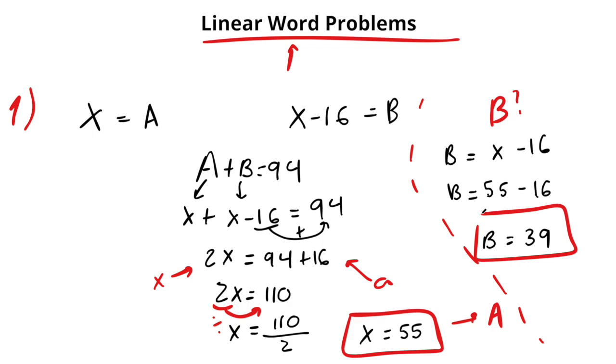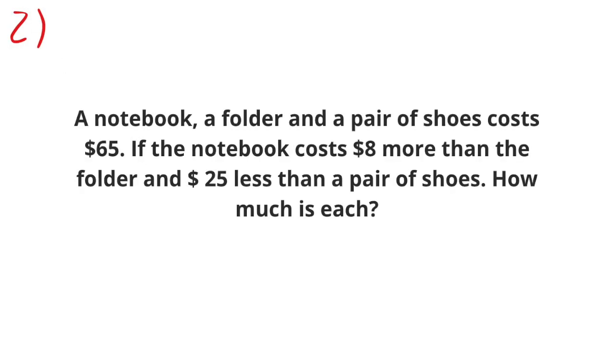So what about we start talking about money? Well, let's start with our second example, which will be the following. A notebook, a folder, and a pair of shoes cost $65. The notebook costs $8 more than a folder and $25 less than a pair of shoes. So how much is each?